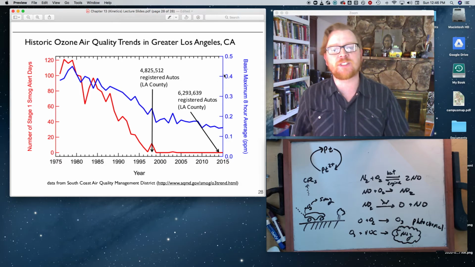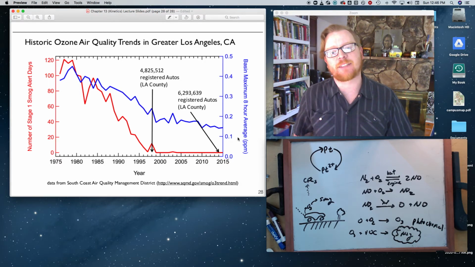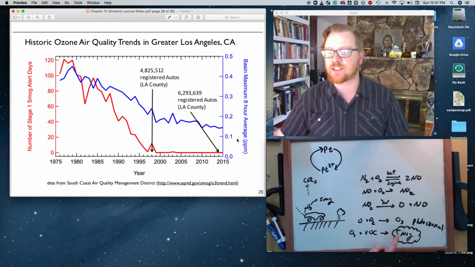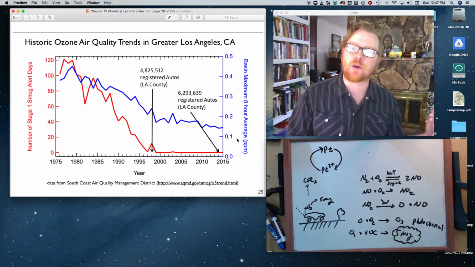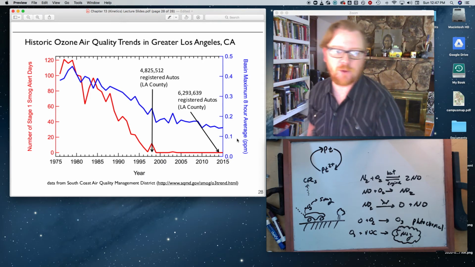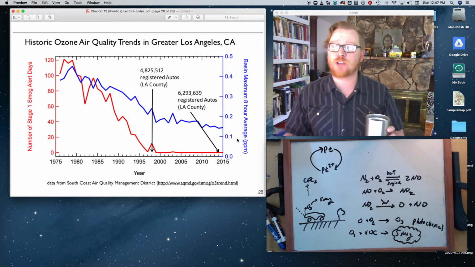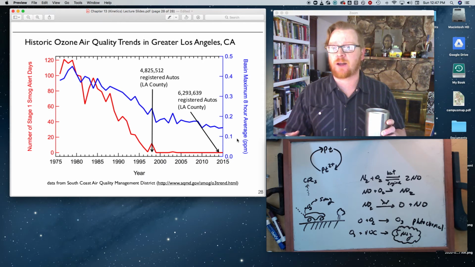And then on the blue scale right here is the maximum 8-hour ozone concentration. So again, because ozone leads to smog, we can use ozone as a means of tracking smog. Okay? So if there's high ozone concentrations, there's a lot of smog in the air.